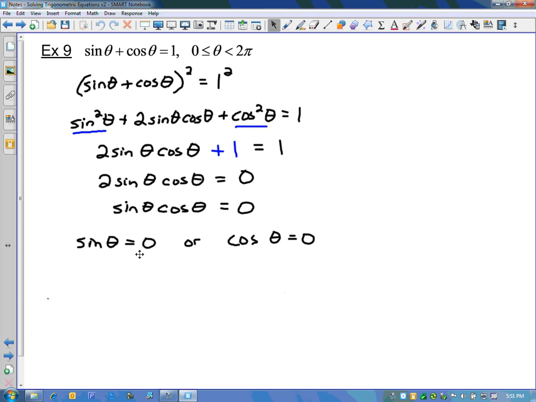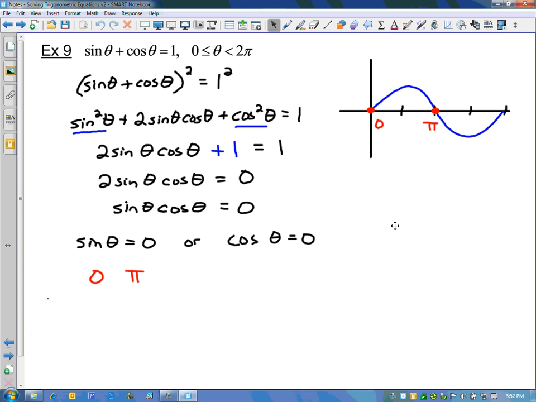All right, now for sine of theta, that is a quadrantal angle. So visually, I would think of the graph of sine. That would be 0 here and here. So that's at 0 and pi. So my two solutions for this equation would be 0 and pi.